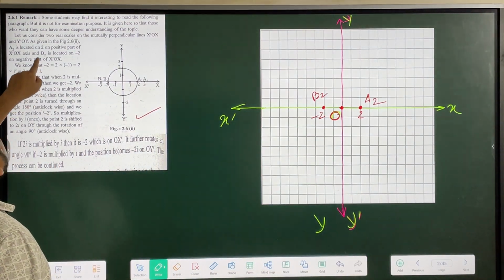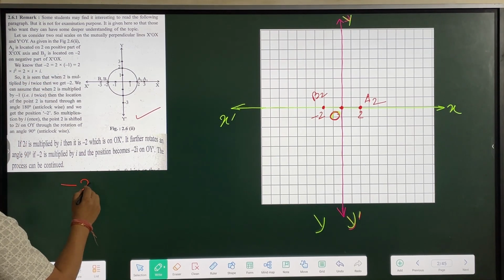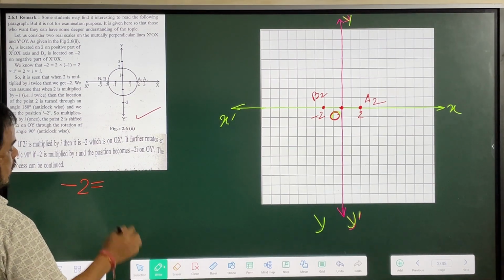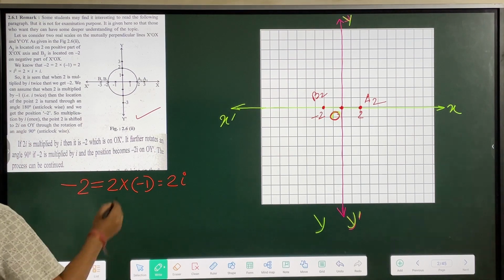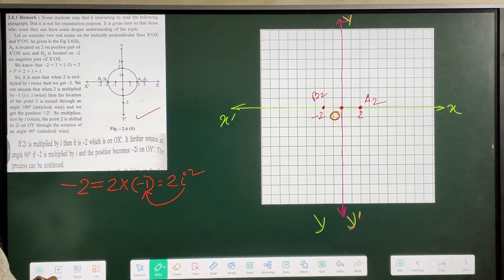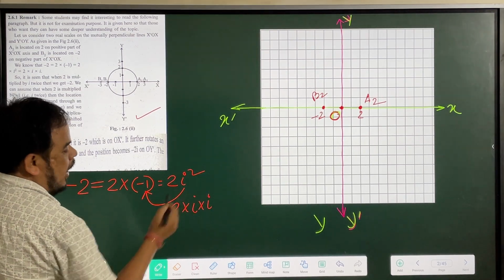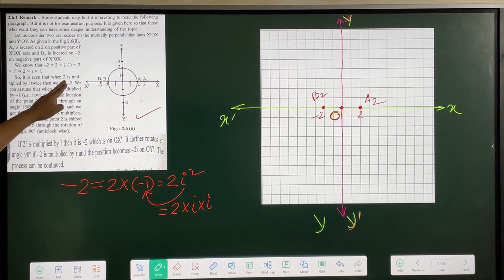Now we know that minus 2 equals minus 1 into 2, or 2 into i squared, as we know i squared is minus 1. That we have already learned. So what can be written? 2 into i into i. So it is seen that when 2 is multiplied by i twice, then we get minus 2.